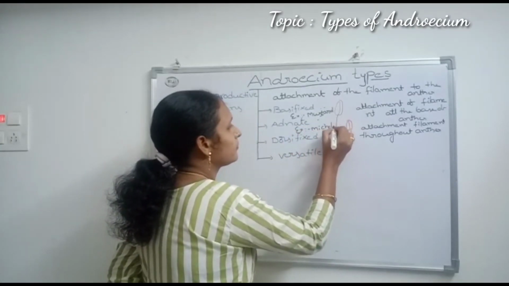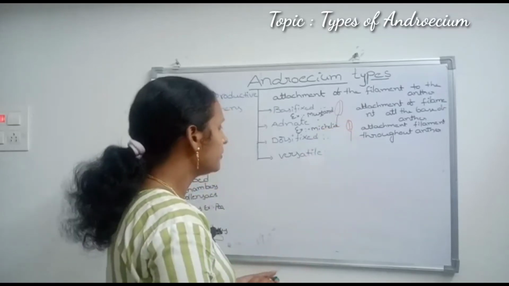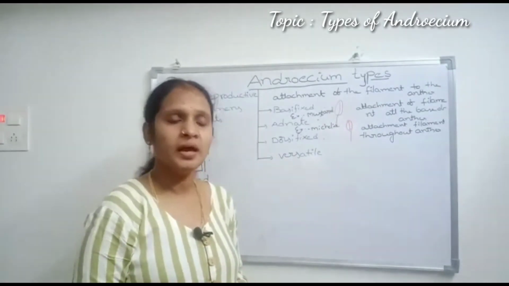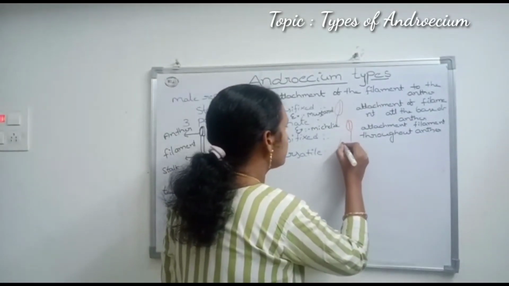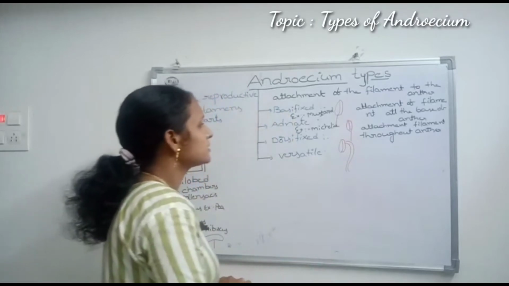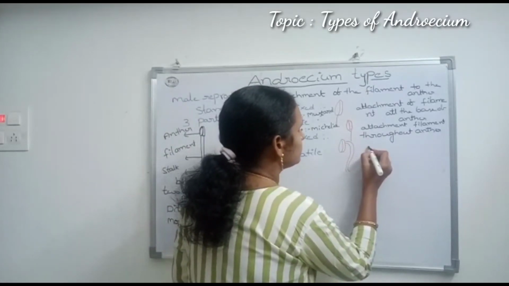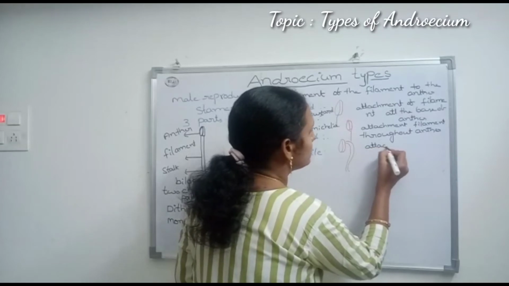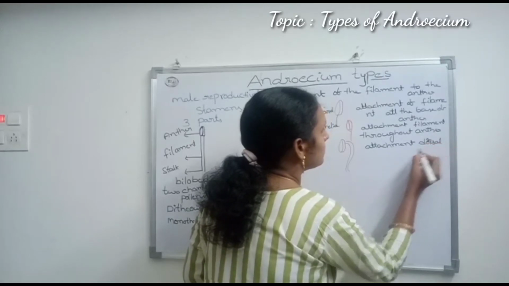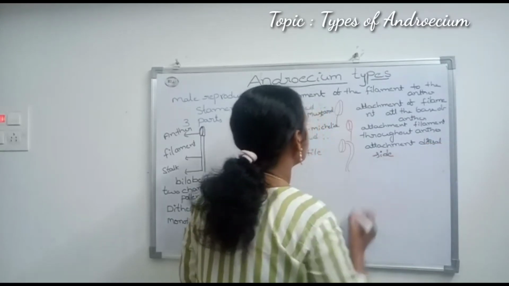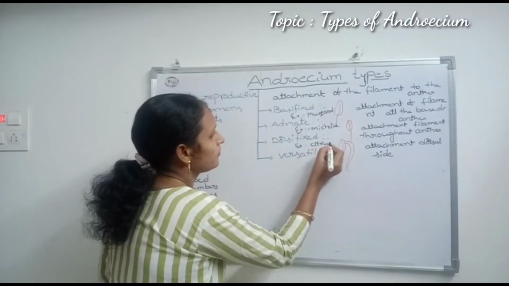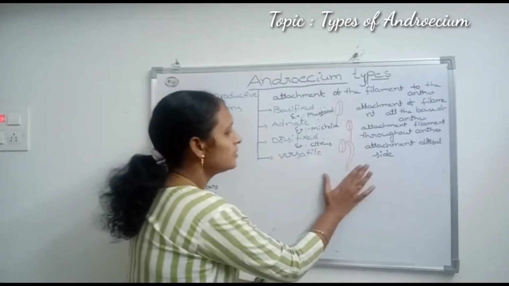And the third one is dorsifixed. Dorsifixed means attachment of the filament on the dorsal side of the anther. Examples of dorsifixed: citrus, passiflora.